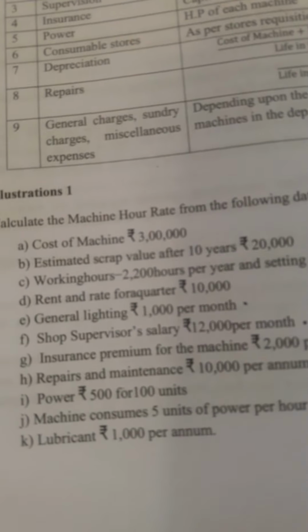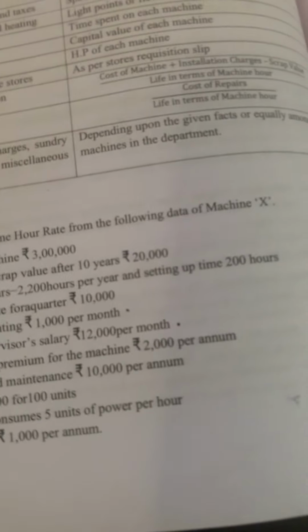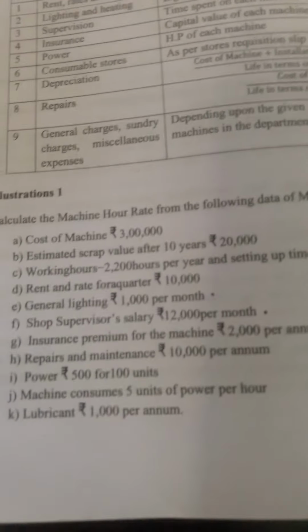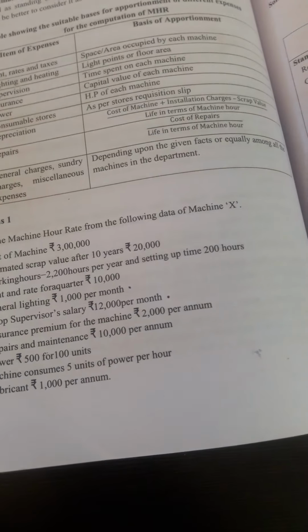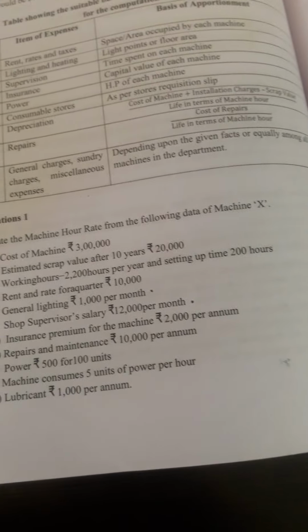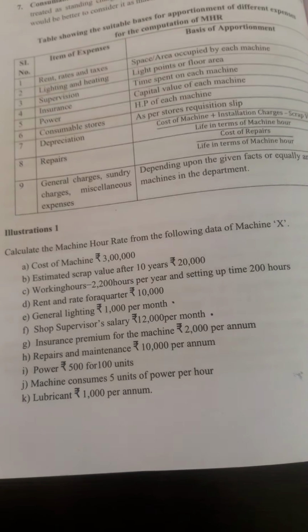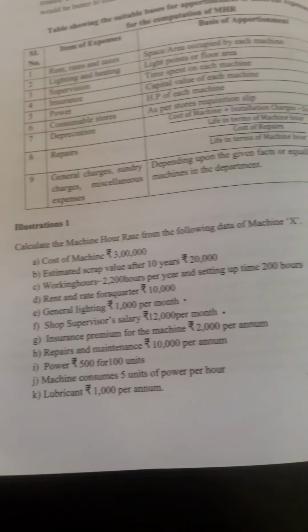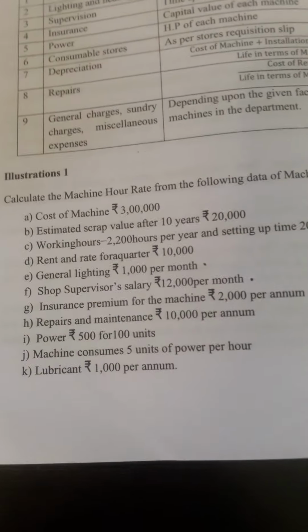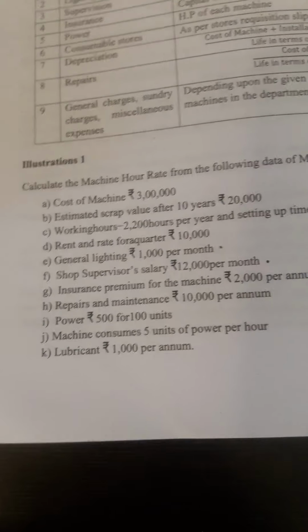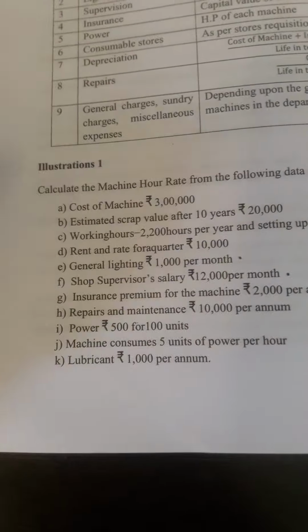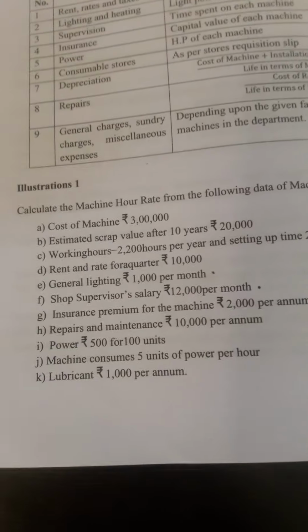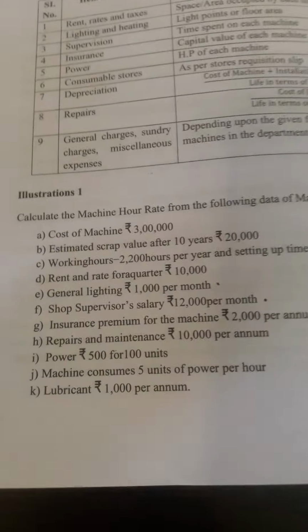Look here. These are the items of expenses. In this problem, most of the items of expenses like rent, you have insurance premium, then you have lubricant per annum. So most of them are given for 1 year. Therefore, I will take the base period as 1 year. Suppose most of the expenses are given for a month, I will take the base period as a month. That is how you should understand.